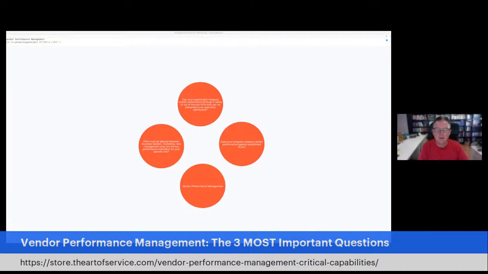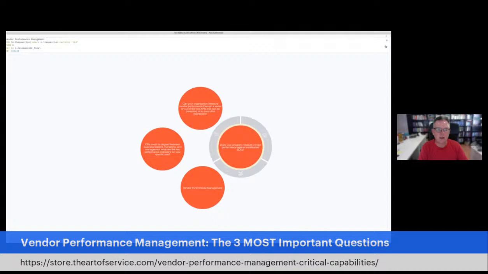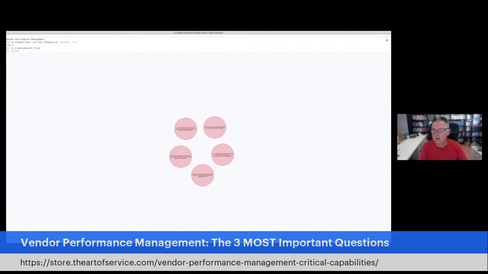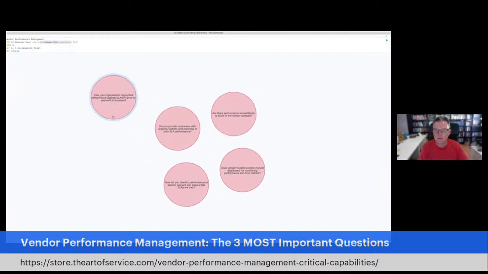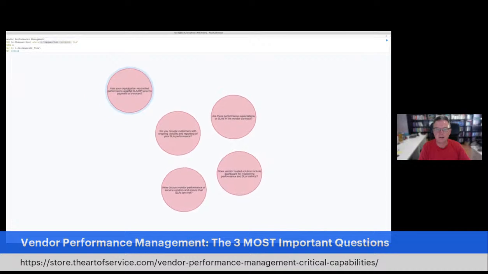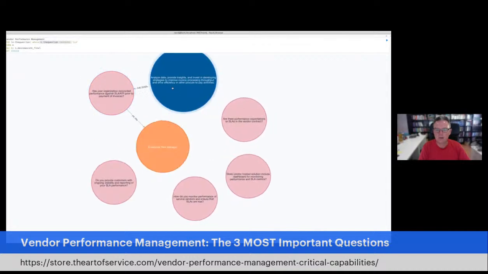Here they are. Now, I've got here SLA. Does your program measure vendor performance against established SLAs? Now, I want to be diving a bit deeper into this and see if there are other questions I can ask in relationship to SLA, service level agreements, because now I'm curious. And yes, there are. So here I'm just going to look in the questions just for the term SLA, service level agreement. Has your organization reconciled performance against SLAs, KPIs prior to payment of invoices? A good one. So don't just pay invoices, but make sure that the SLAs are met and the KPIs are met. All right. That's what I'm going to do.